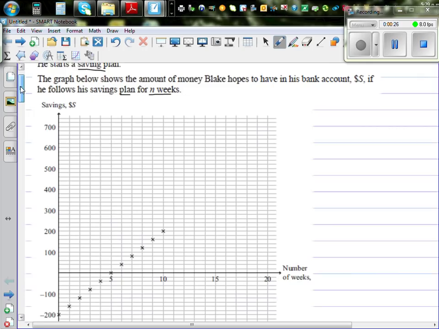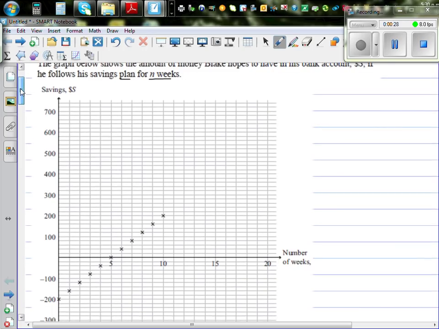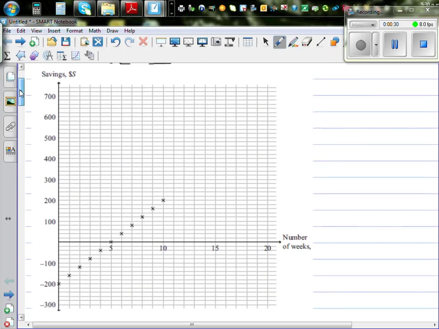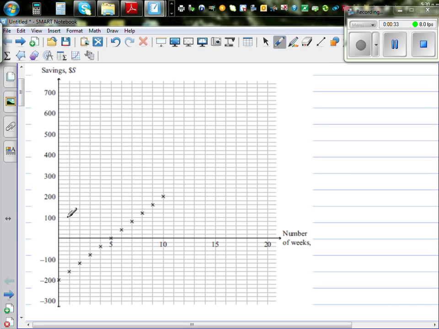Okay, so let's look at the graph that he got from the bank. So this is number of weeks. So when he got the statement, let me make up a table. N is the number of weeks and S for the number of saving. So when he got the statement, that is zero, he had a saving of minus 200. Now if you look at the steps here, this is minus 100 and this is zero. So this is going up in 20s.